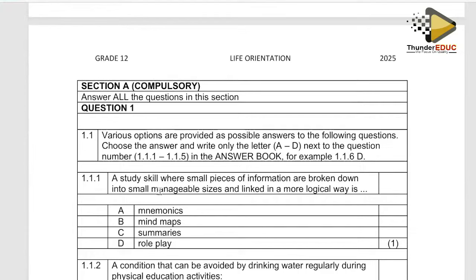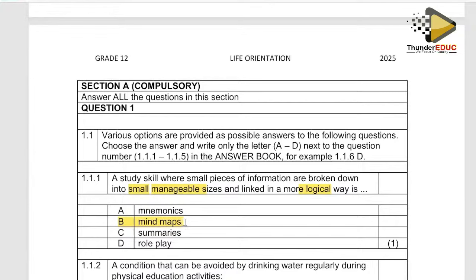So our first question reads, a study skill where small pieces of information are broken down into small manageable sizes and linked in a more logical way. So we need to highlight our keywords which are going to guide our choice of answers there. I'm going to highlight small manageable sizes in a more logical way, in a way which makes sense. So this can be done using a mind map. This method of studying is called mind mapping, or you will be organizing your information in the form of a mind map. So that is the first question.